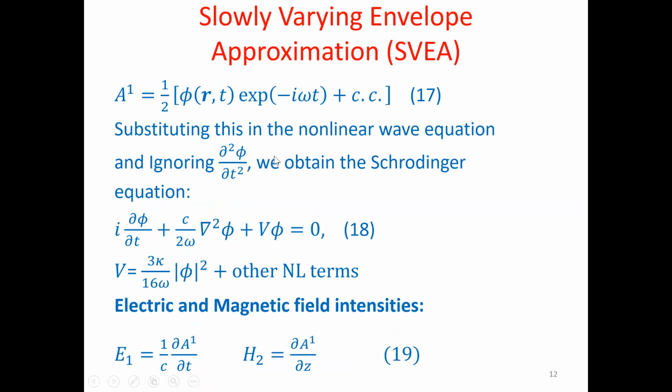So now we use the slowly varying envelope approximation on the nonlinear wave equation. We substitute this in the nonlinear wave equation and ignore the second-order derivative with respect to time, to obtain the Schrodinger equation in this form, with a potential V that has a self-trapping potential and other nonlinear terms. Using the vector potential A1, we can calculate the x component of the electric field and the y component of the magnetic field.